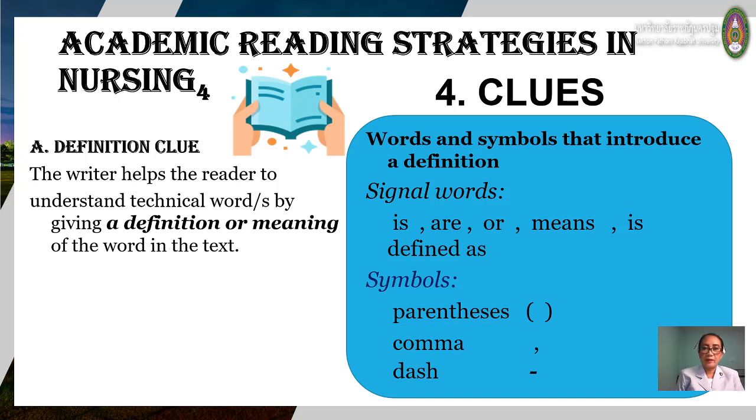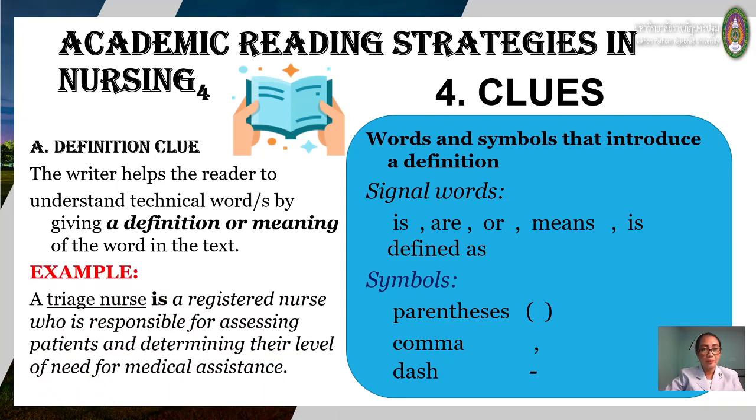So there are words and symbols that introduce a definition. So let's say signal words which are is, are, or, means, is defined as. And symbols like you can see in a sentence, you can see a parenthesis, comma, or a dash. So let's say, for example, a triage nurse is. Okay, so this is a definition clue. A triage nurse is a registered nurse who is responsible for assessing patients and determining their level of need for medical assistance.